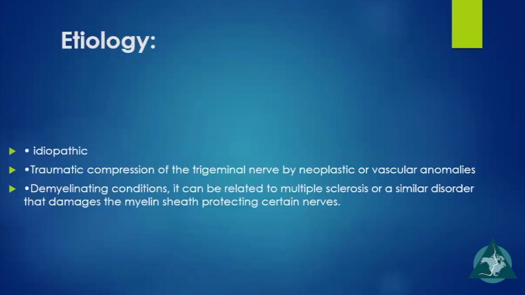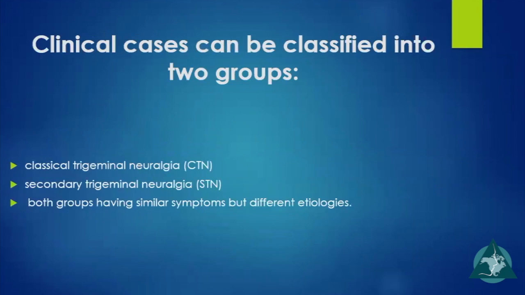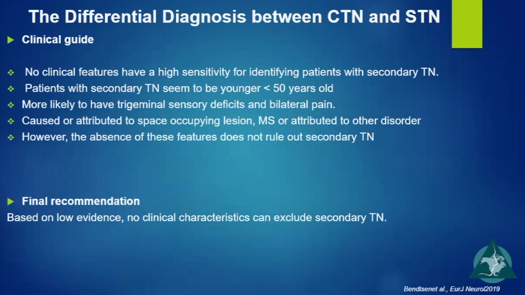The etiology could be idiopathic, traumatic, compression of the trigeminal nerve by neuroplastic or vascular anomalies, and demyelinating conditions. It can be related to multiple sclerosis or a similar disorder that damages the myelin sheath protecting certain nerves. Clinical cases can be classified into 2 groups: classical trigeminal neuralgia and secondary trigeminal neuralgia. Now the differential diagnosis between the 2 types of trigeminal neuralgia.